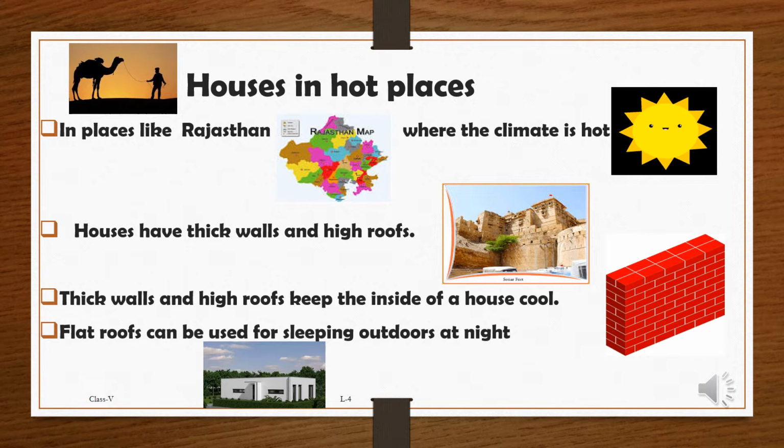Let us study about the houses in hot places. In places like Rajasthan, where the climate is very hot, houses generally have thick walls and high roofs. The thick walls and the high roofs keep the inside of the house very cool. And the flat roofs can be used for sleeping outdoors at night.